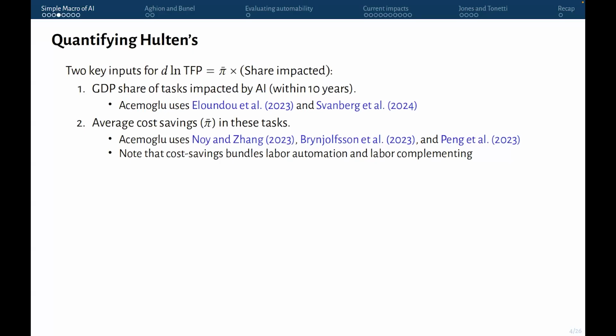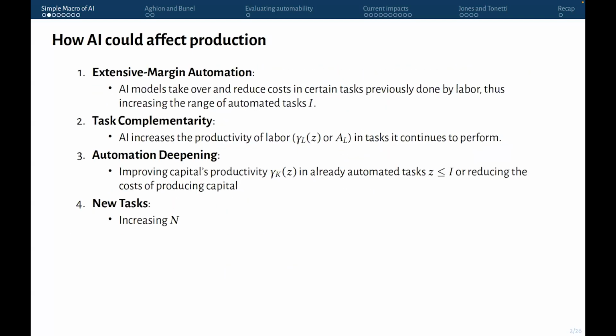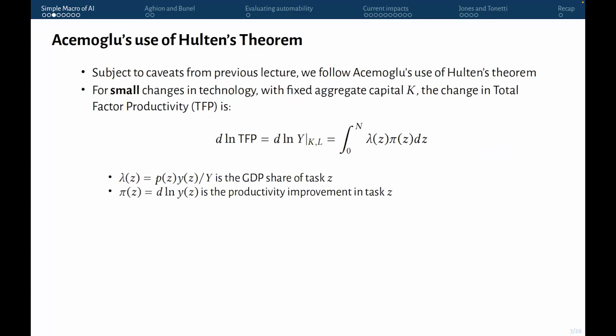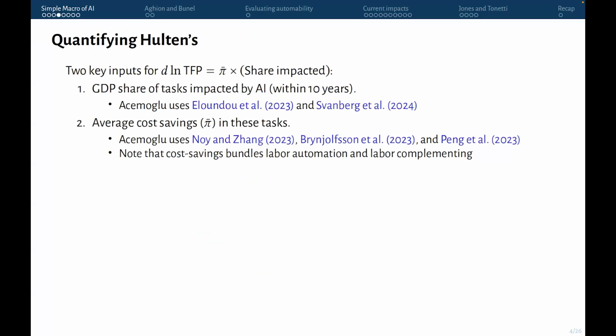And note that cost savings bundles both labor automation and labor complementing. And that's what I mean by Acemoglu focusing on the first two things. There's both the automation component and the task complementarity component being captured here. Again, if you think of tasks being carved up into smaller subtasks, if we find that someone's productivity increases 20% on a given task, is that because the whole task, their skill, the specific productivity term for that task, was multiplied by 1.2, or is it because 20% of the subtasks within that task were automated? We're not actually differentiating between those two things.